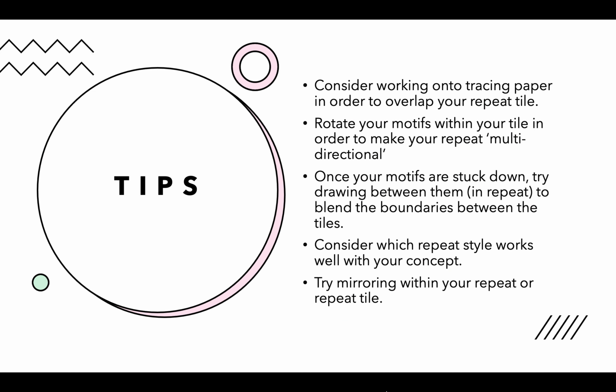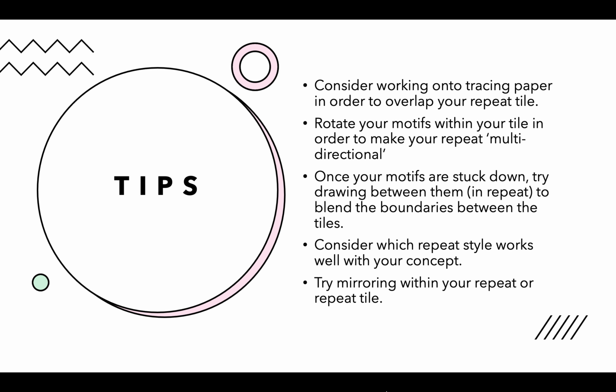So some tips for when you're designing your own repeat print, using some of the techniques or the layouts that we've just seen. Consider working onto tracing paper in order to overlap your repeat tile. Rotate your motifs within your tile in order to make your repeat multi-directional. So that will be where you would have some of them looking like they're facing upright, but then maybe you twist some of them around. And you do that within your repeat tile because, of course, you need your tile to be exactly the same every time you use it. So you could still do a bit of repeat and moving around within that tile area.